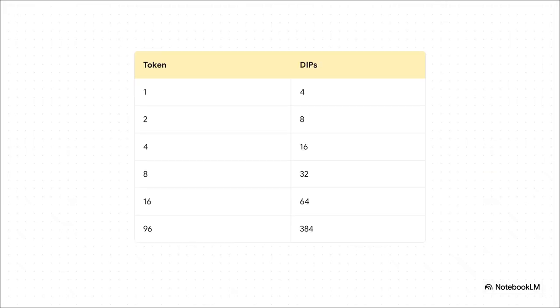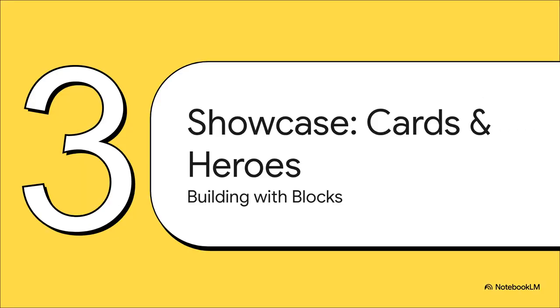And this table right here shows you exactly how that mapping works. This comes right from the B4X Daisy Box Model module. You can see how these simple tokens translate directly into dips. A token of 4 becomes 16 dips, 16 becomes 64. It creates this totally predictable and consistent system for all your sizing and spacing. It's brilliant.